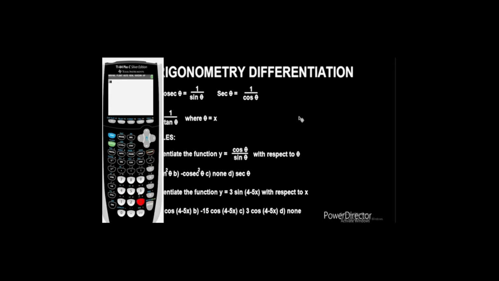So we have 3 cos 4 minus 5x. Okay, close the bracket. 3 cos 4 minus 5x. Alright, press enter. No, so our answer is option B, guys. It's as simple as that.